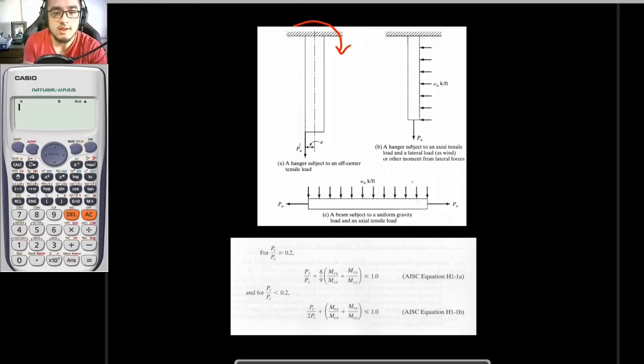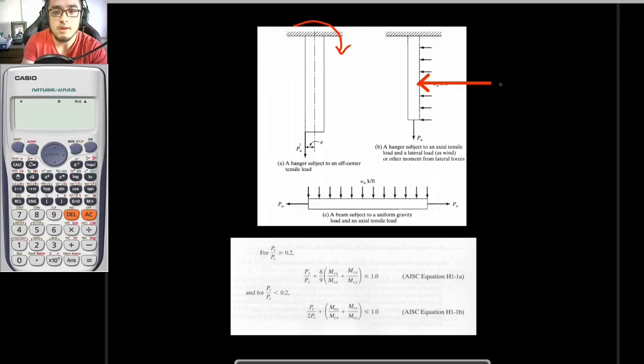As for the second case, our tensile load here is concentric, meaning it is acting on the centroid of your section, but we have a transverse load here. As you can see, this is a uniformly distributed load that is transverse to your section. And if we get its resultant, it would be this. So this is the resultant of the load on the right.